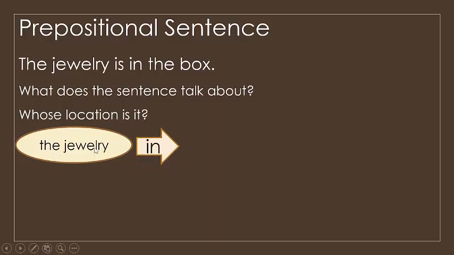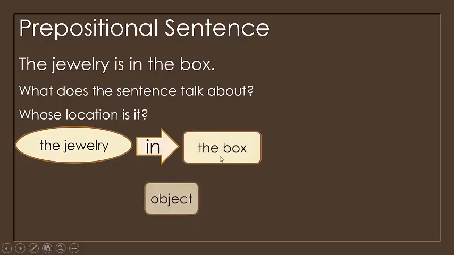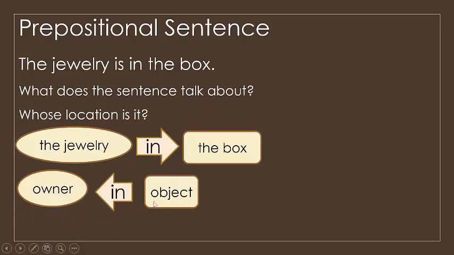So we have jewelry, the sentence talks about the jewelry, and the relation here is in, and it's in the box. And then we have an object, and in here, and you have owner. So in the object here, the jewelry belongs to the owner. So the box here is an object, and the object here belongs to the owner. The owner here is the jewelry. The box belongs to the jewelry, and the relation is indicated with the preposition in.